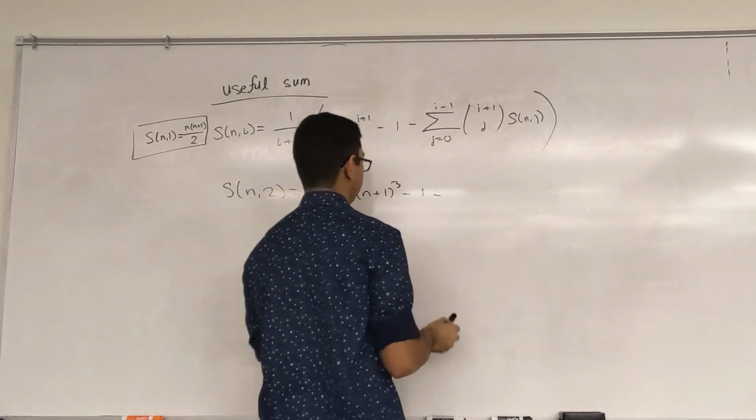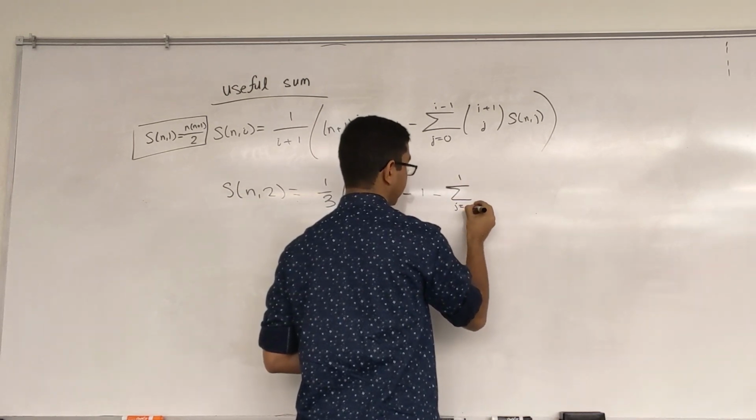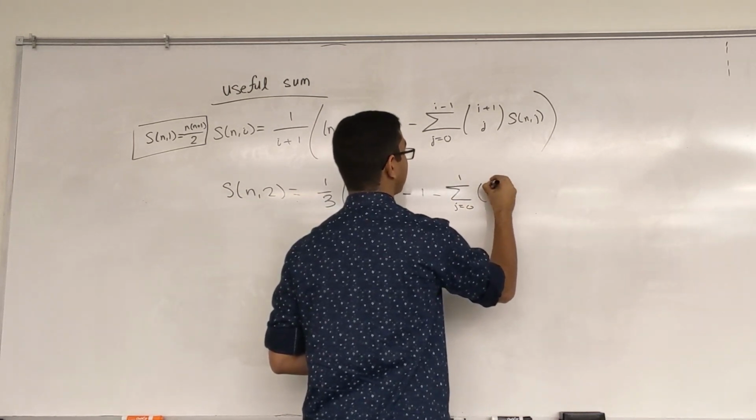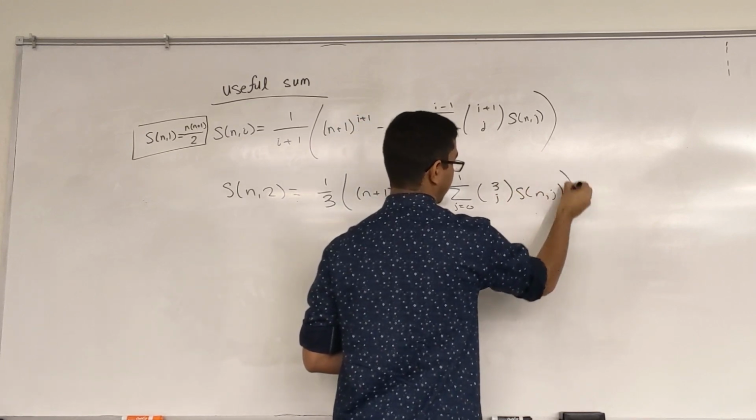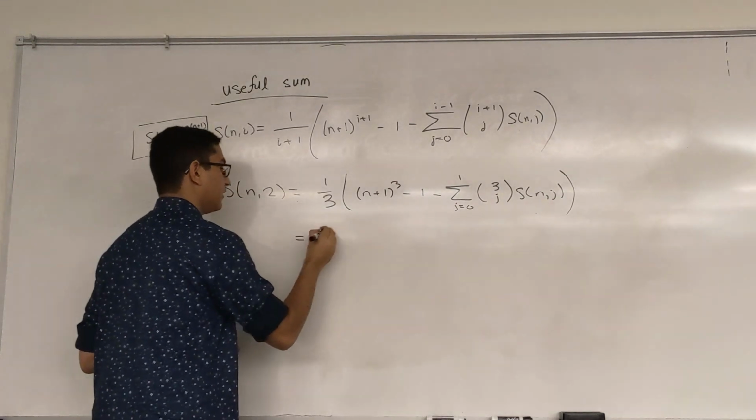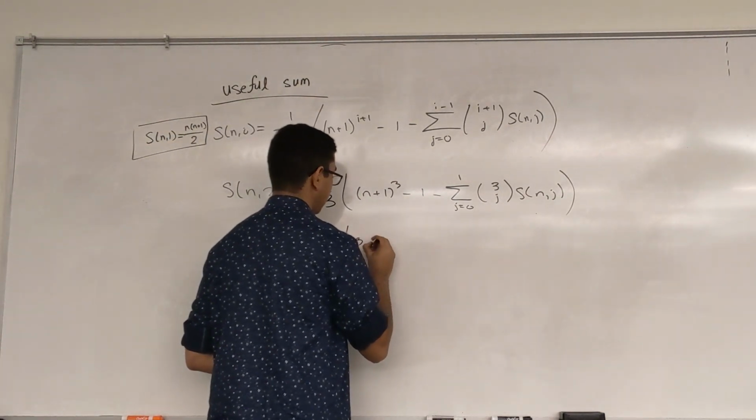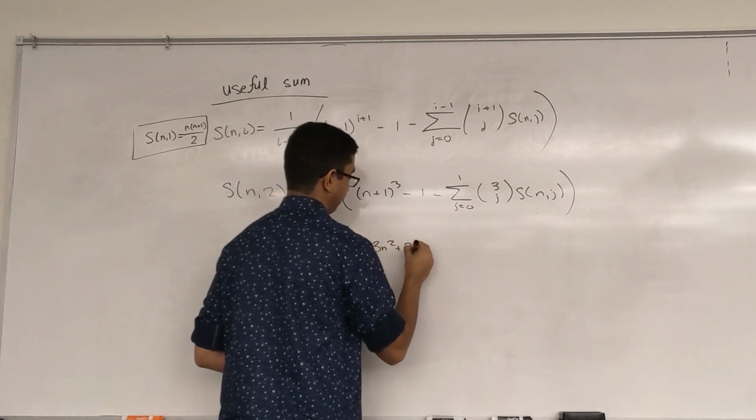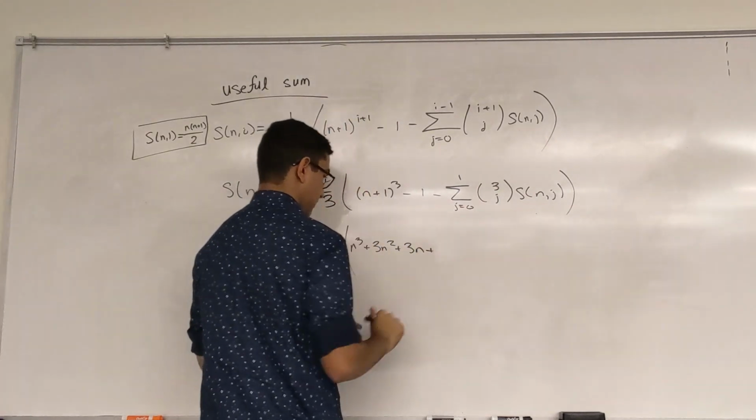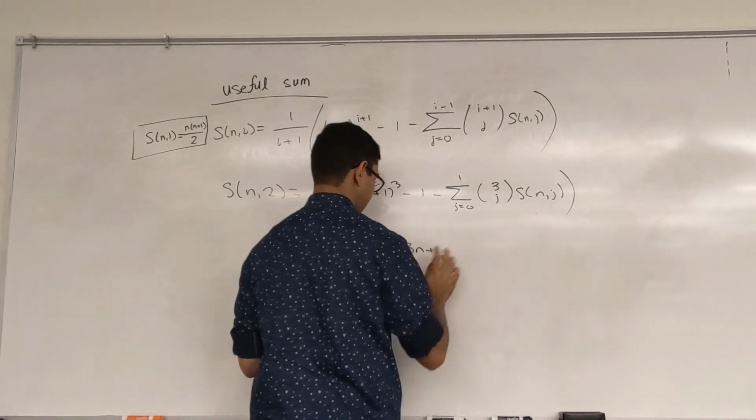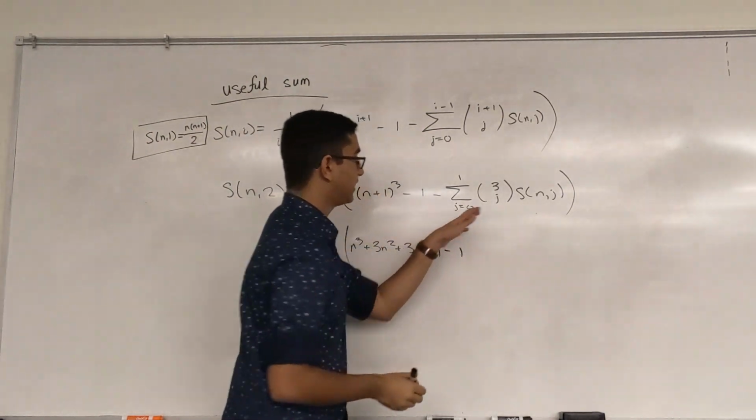minus 1, and then the summation for j equal to 0 of 3 choose j times s of n comma j. And then we'll continue, 1 over 3. I will just expand this here. And then minus 1, and then minus this summation here.